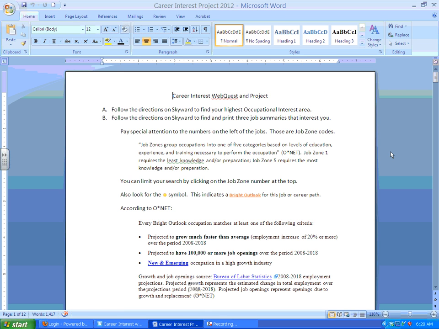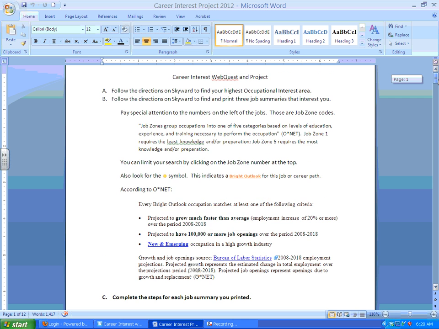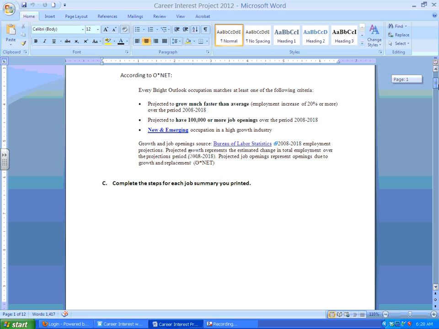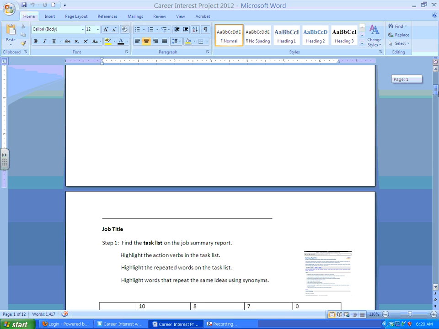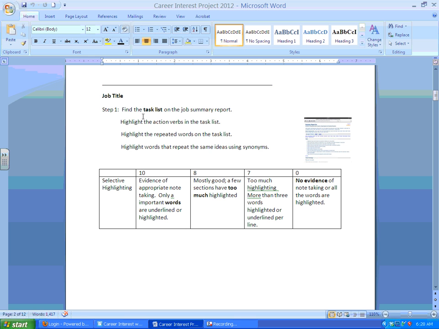The purpose of today's recording is to explain to you how to do the first two steps of the Career Interest Project. Now at this point you've already looked on O-Net and printed off some job summary reports for jobs that you might like to do. So today we're going to use an example, and I'm going to teach you how to do step 1, selective highlighting.